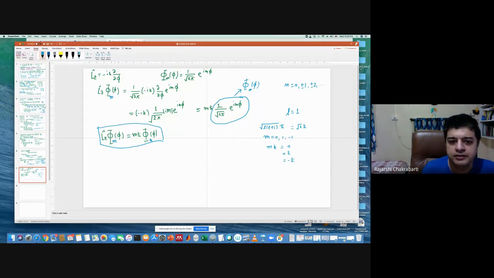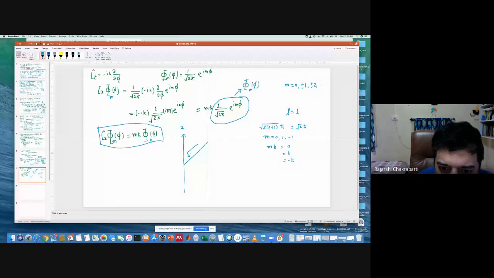So let us now draw something. This is your z-axis, and this is your xy plane. If I draw a vector, the length of this vector is root of L(L+1) ħ. Let us choose l equal to 1. Then the length is root 2 times ħ. Is this fine? This is the length.